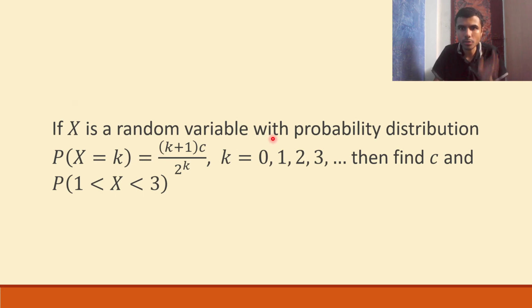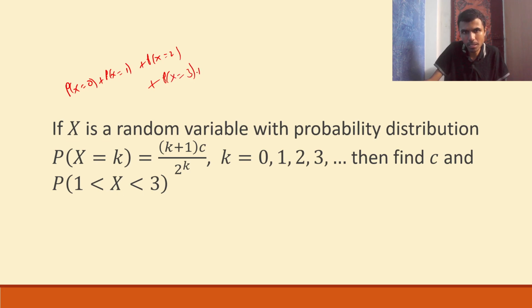Here capital X can be 0, 1, 2, 3 and so on. That means the sum of the various probabilities, the probability that capital X is 0 plus the probability that capital X is 1 plus the probability that capital X is 2 plus the probability that capital X is 3 and so on, the sum of all these probabilities is equal to 1. This we denote like sigma, k runs from 0 to infinity, because k is going from 0, and P of X equal to k is equal to 1.